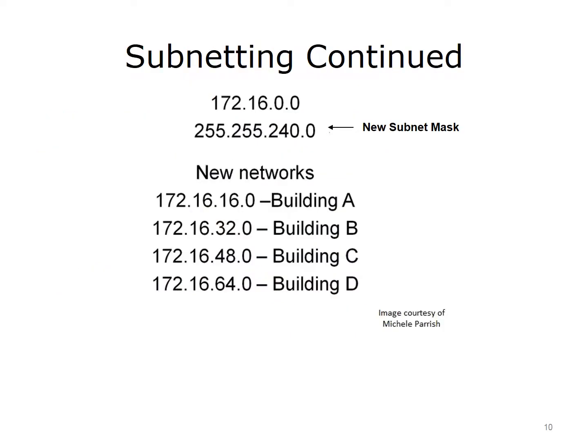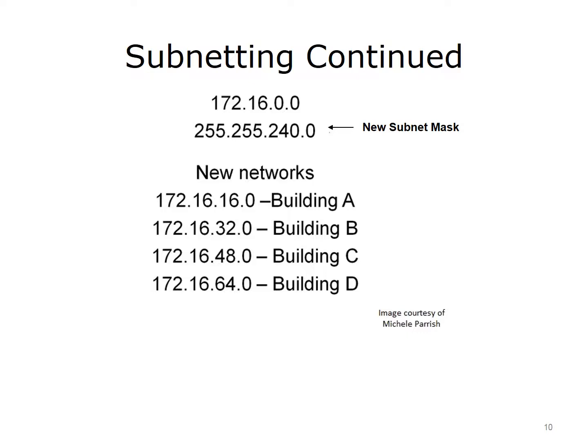Slide 10. 172.16.0.0 is a Class B address. The default subnet mask is 255.255.0.0. The first 2 octets identify the network, and the last 2 octets identify the hosts on that network.